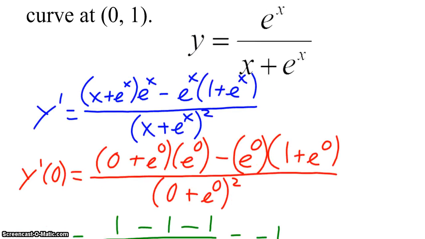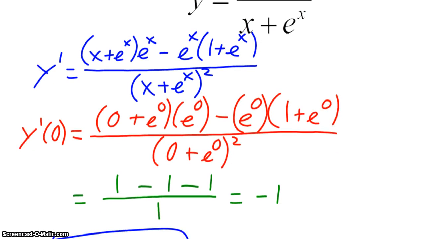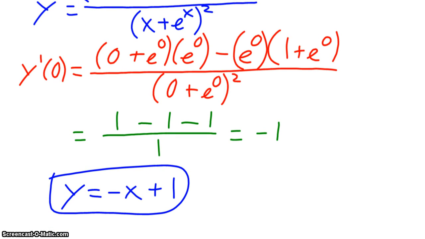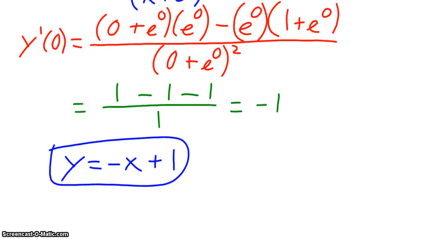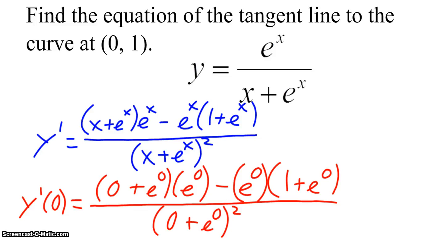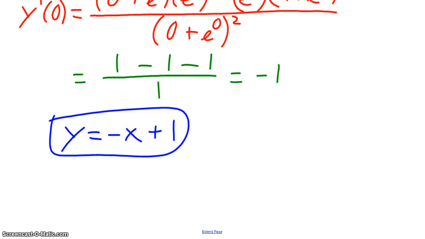Well, first we do the first derivative, so I have to use the quotient rule. So bottom times the derivative of the top minus the top times the derivative of the bottom over the bottom squared. Now I plug in the x value of the point, so I plug in 0 for x, and all of that simplifies to 1 minus 1 minus 1 over 1, which is just negative 1. So negative 1 is the slope of the tangent line, and since I already know the y-intercept, it's really easy for me to write slope-intercept form. So I can do y equals negative x plus 1.